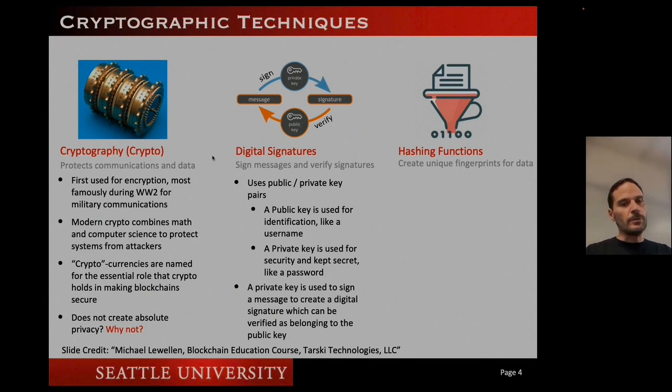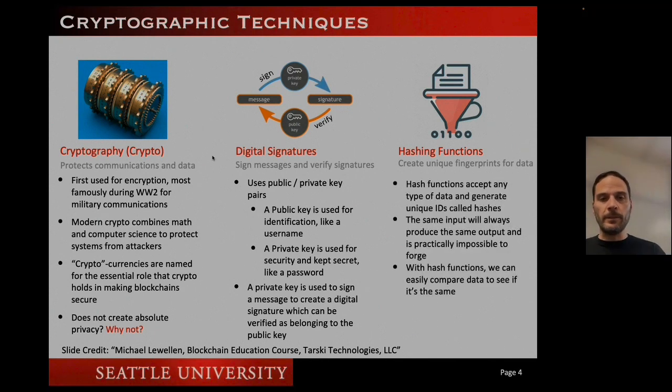Digital signatures use public-private key pairs. Public key is used for identification, like a username or an address. And then a private key is used for security, like a password. And a private key is used to sign messages to create digital signatures, which can be verified as belonging to the public key. And we'll walk through some examples.